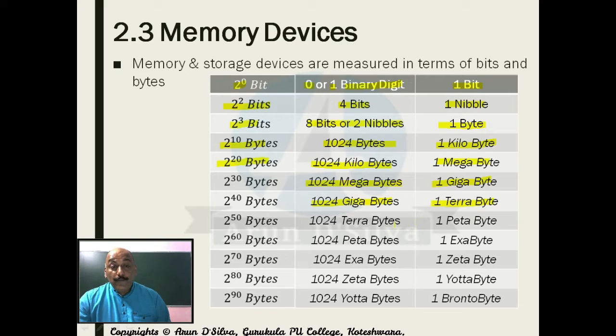So 1024 terabytes if you put together, it equals 1 petabyte. And 1024 petabytes if you put together, it becomes 1 exabyte. And 1024 exabytes, then 1 zettabyte. And 1024 zettabytes, you will get 1 yottabyte. And 1024 yottabytes, you will get 1 brontobyte. So this is the way, my dear students, the memory will be measured.